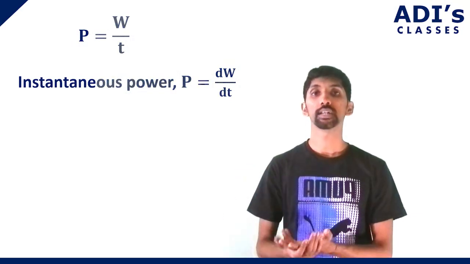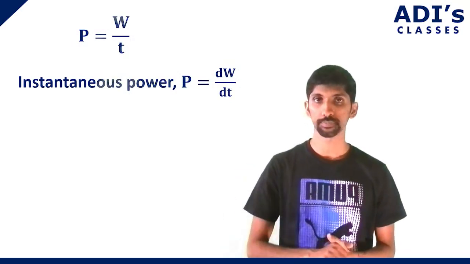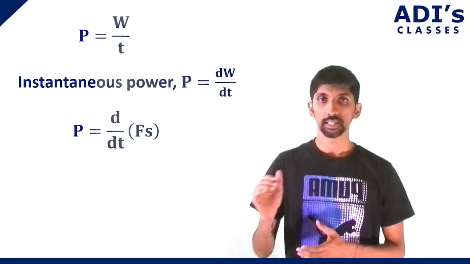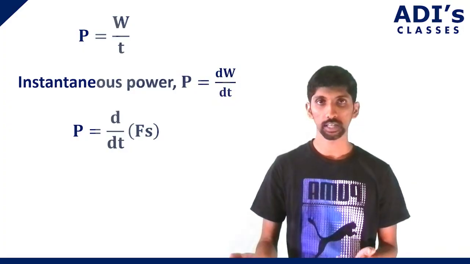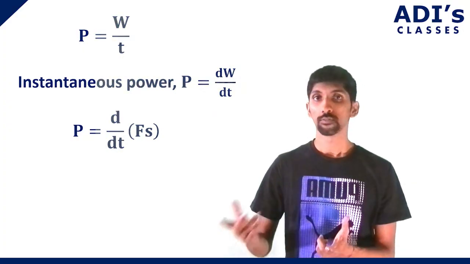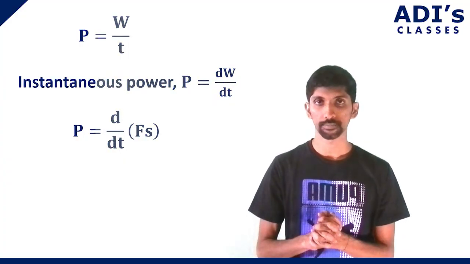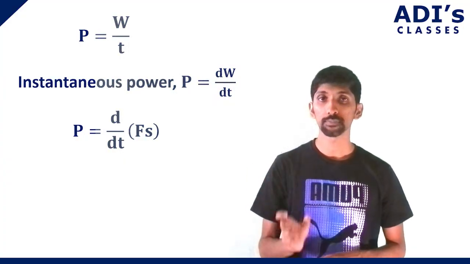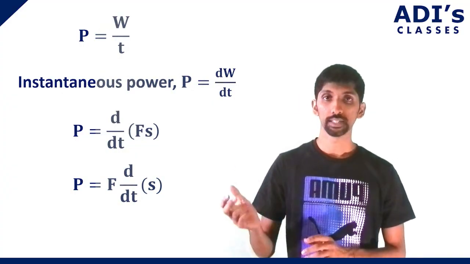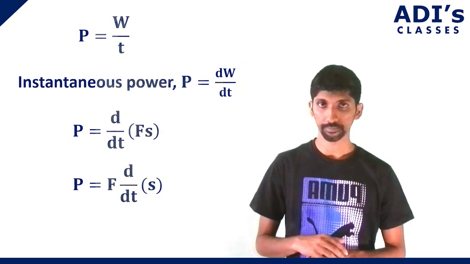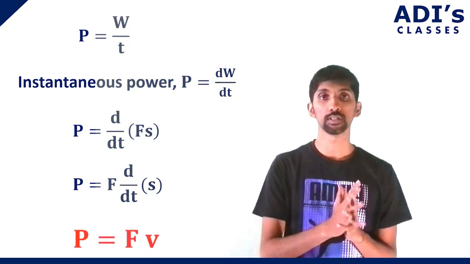So what is work done? Work done is F into S, correct? Force into displacement. So we have P is equal to d by dt of F into S. F is constant anyway because the displacement is happening, force is constant. So P is equal to F into d by dt of S. Now, what is the rate of change of displacement? Velocity. So put that here. So we have P is equal to F into V. So power can also be defined as the product of force and velocity.